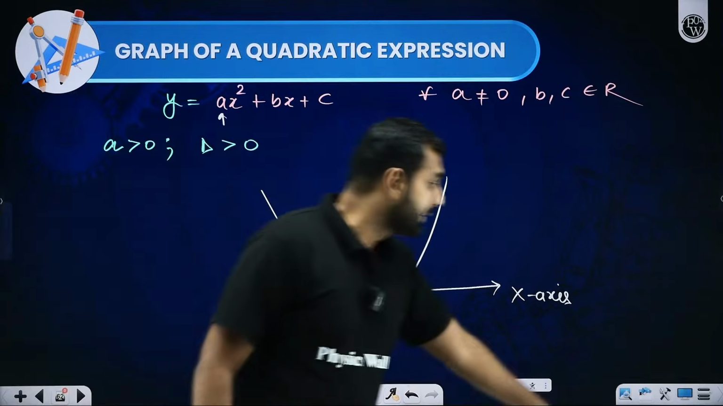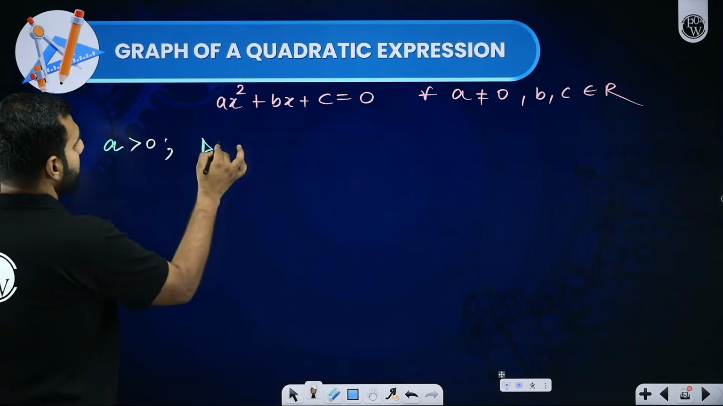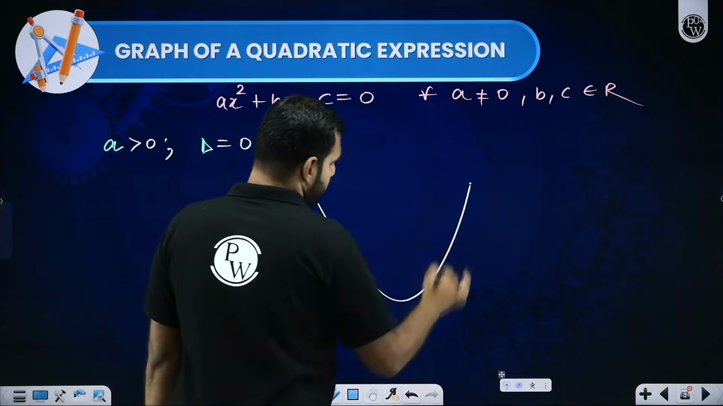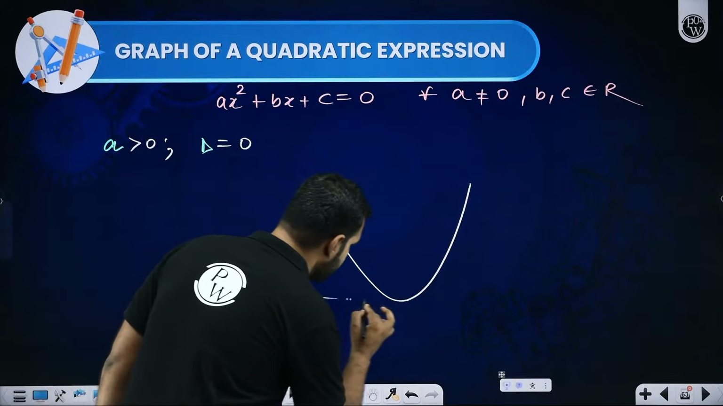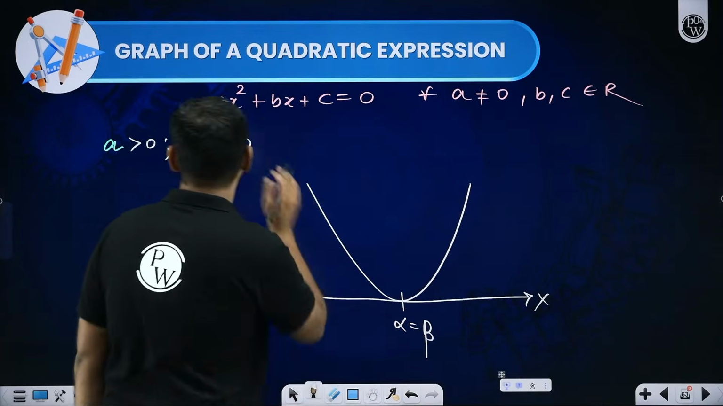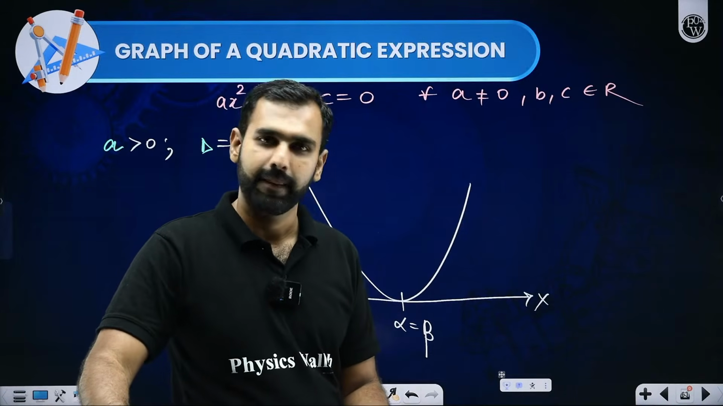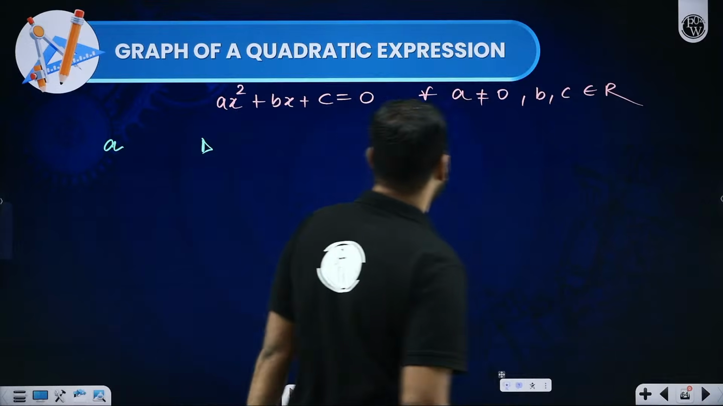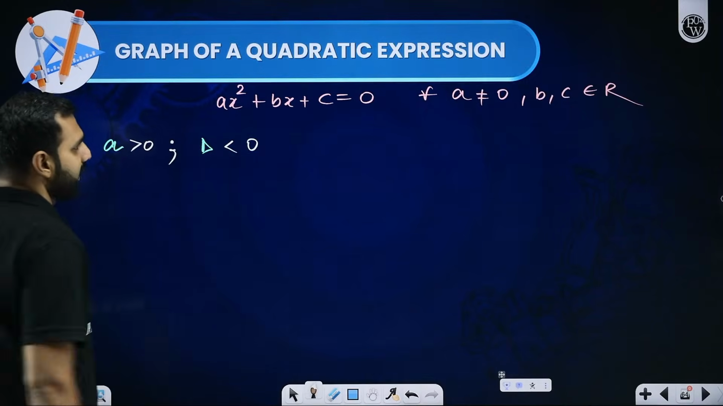Second conclusion. What if a is still positive, but discriminant is 0? When discriminant is 0, the roots are still real, but equal. So I'll say the x-axis is touched at exactly one point, but a was positive, that means the parabola will be upward facing. Getting my point, everyone? Yes or no? Next conclusion. Let's say a is still positive, but this time discriminant is negative.